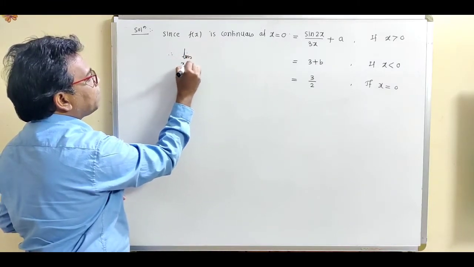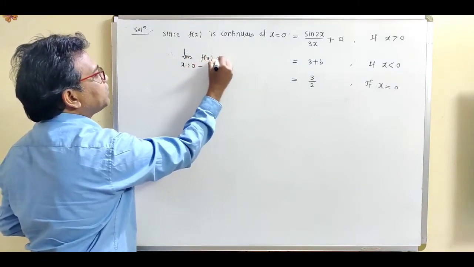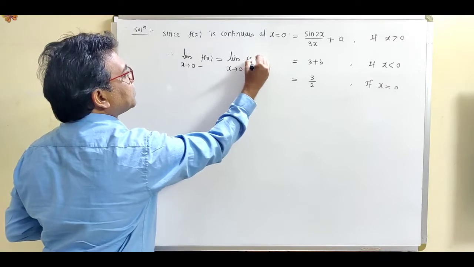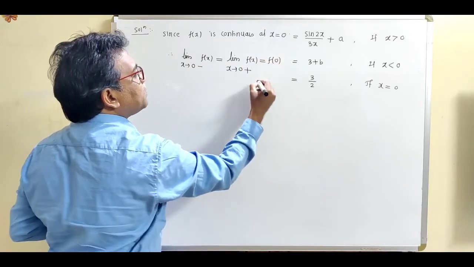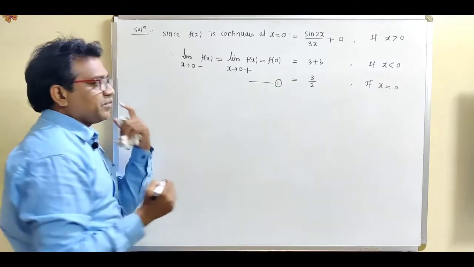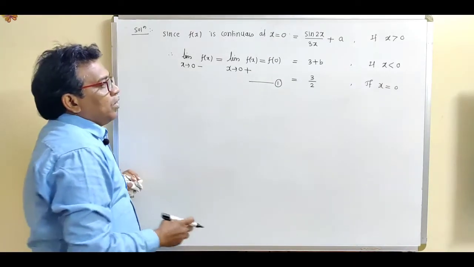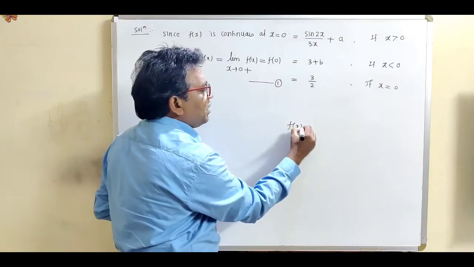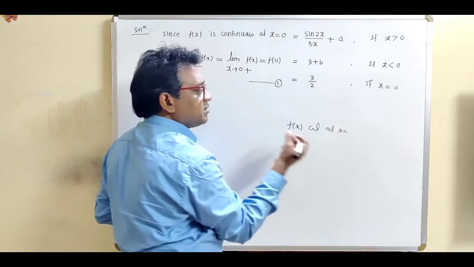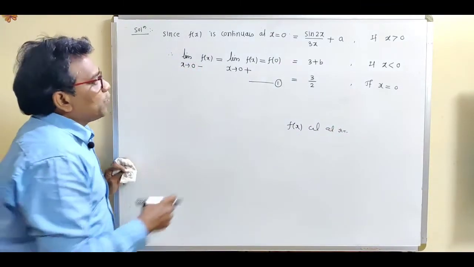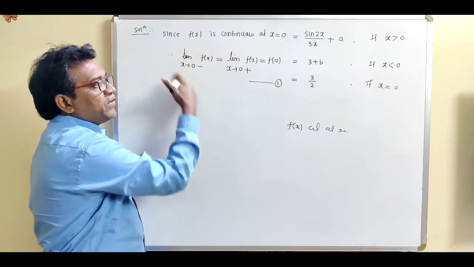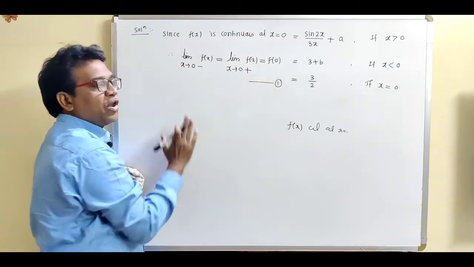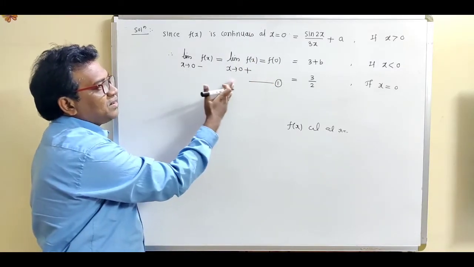Limit from left of the given function is the same as the limit from right of the given function, which is the same as the value of the function f(0). So this is the known equation, which is equation number 1. This is our first step. What is the first step? We are given function f(x) is continuous at x equal to 0, that is the given condition. Because f(x) is continuous, this is the definition of continuity: limit from left is the same as limit from right, which is the same as the value of the function. Now find out all these three terms one by one.